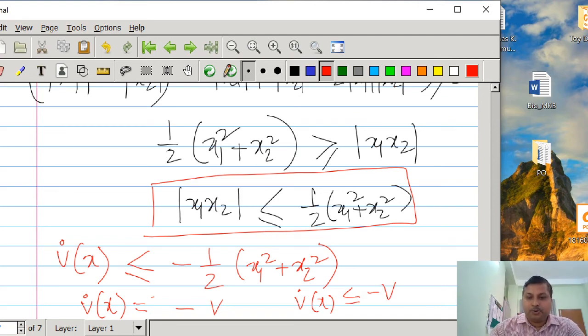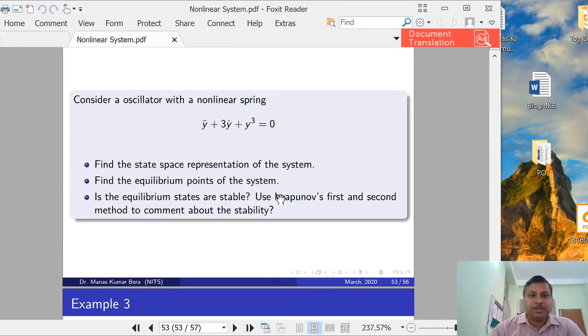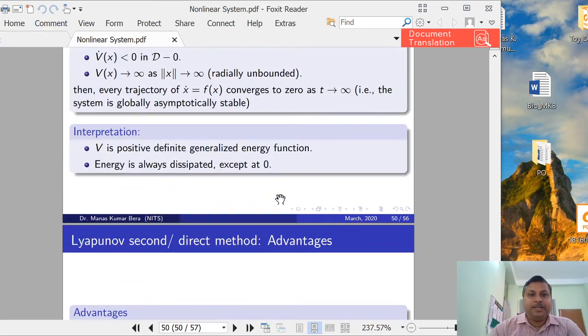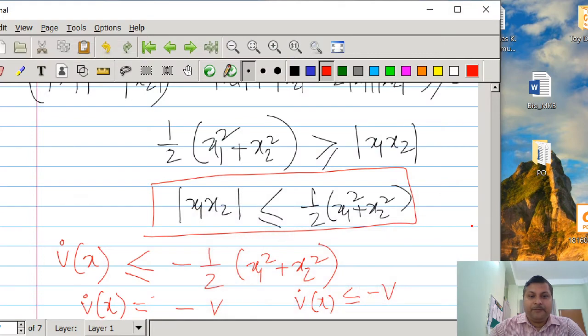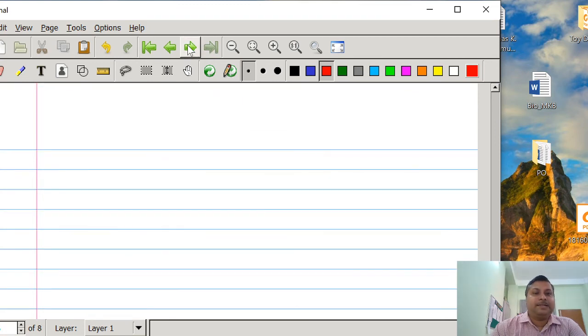Fine. So let us go back to our earlier discussion, where we have seen that if you are able to prove that v dot x is less than or equal to minus some constant times v, here the constant is 1, then the system is exponentially stable. So if the system is exponentially stable, then definitely the system is asymptotically stable.